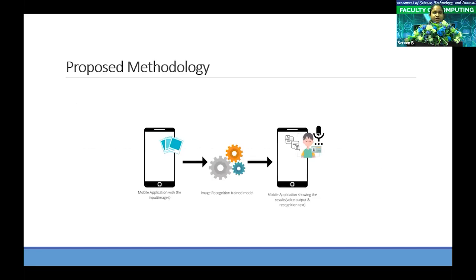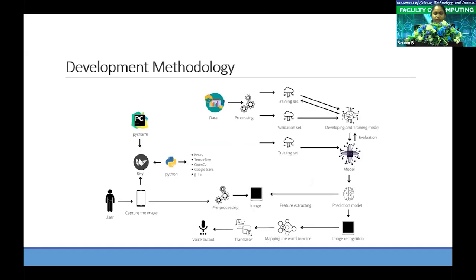So simply, this is the proposed methodology to be used. This is a mobile application. The user can click an image, and also they will be given the opportunity to select the category, and the image clicked will be recognized using the model developed, and the user will get the detected image with the detected object name in all three languages, Sinhala, English, and Tamil, as well as the voice output in all three languages. So this is the whole development methodology.